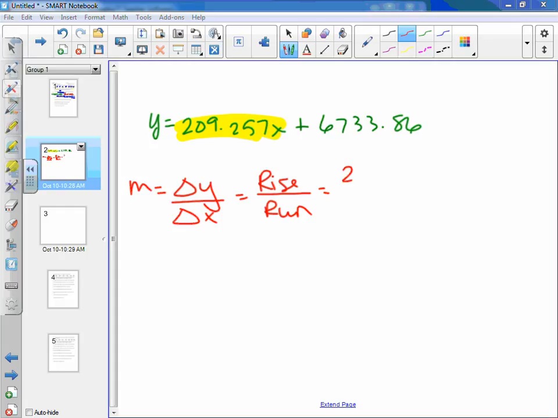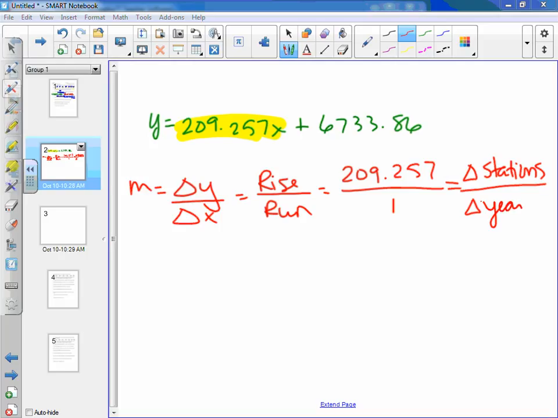So my slope is 209.257 over 1. That is going to be interpreted to be what? What is x and what is y here? Y is understood to be what? No, in our story problem, what is y? So that's the change in my stations over the change in the year. So what does this say?